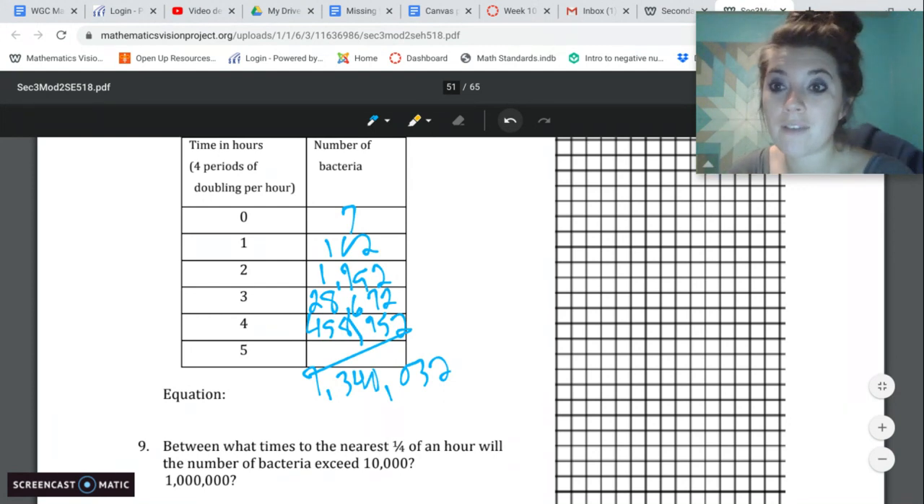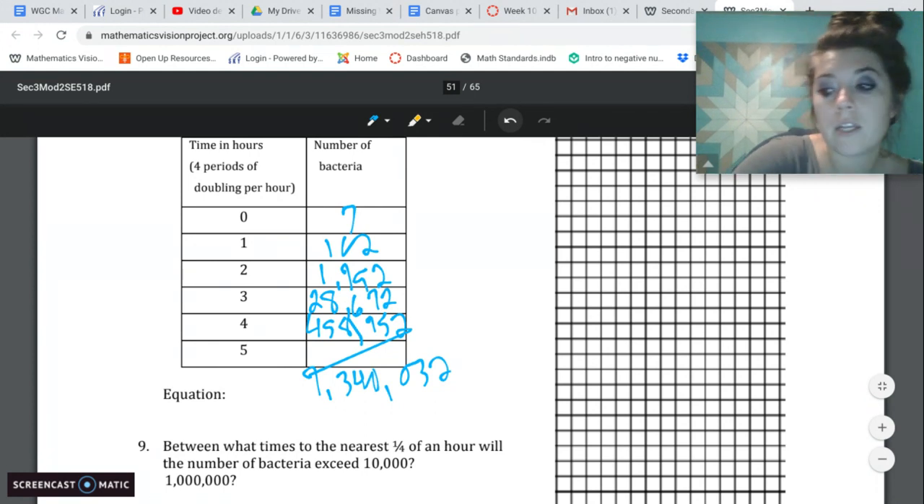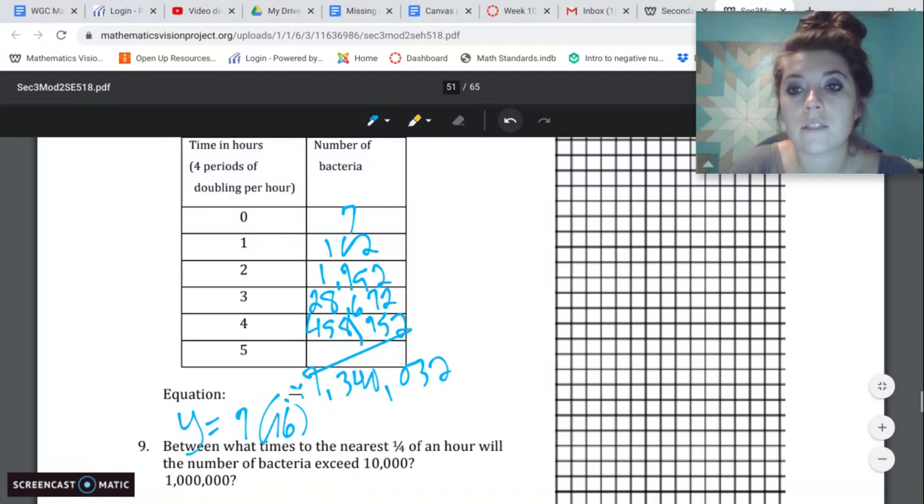So you definitely have to do some crazy scaling on this to be able to fit those first 4 points on here, okay? So our equation is y equals 7 times 16 to the x, because we are going up by 16 each time.